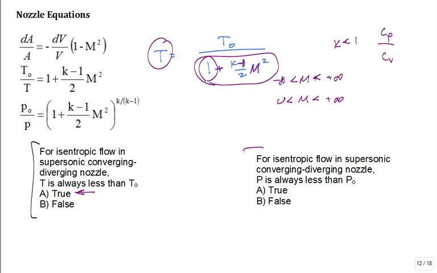All right, how about this one? For isentropic flow in a supersonic converging diverging nozzle, P is always less than the stagnation pressure P naught.